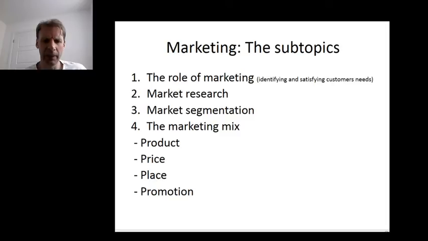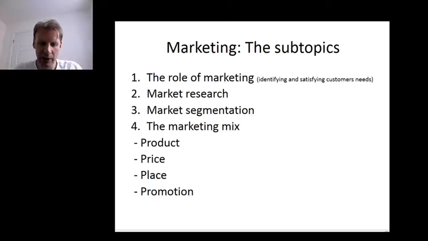And then finally, a big part of marketing is the 4 Ps. Get your product, price, place and promotion right, and the business will achieve its objectives quite possibly. For example, maximising sales, increasing market share, maximising profit, that kind of stuff. A good marketing mix really helps.